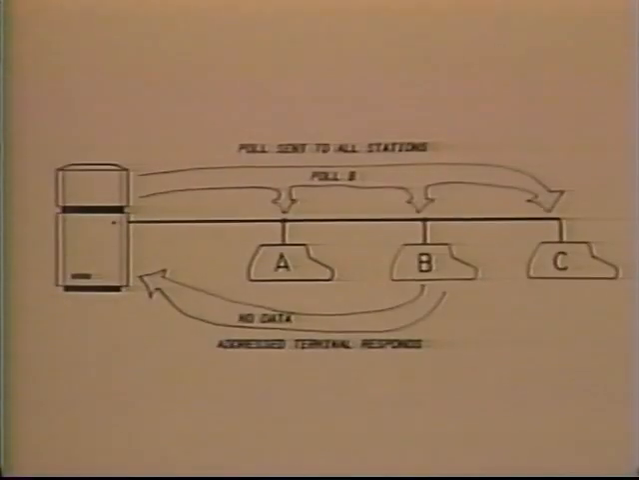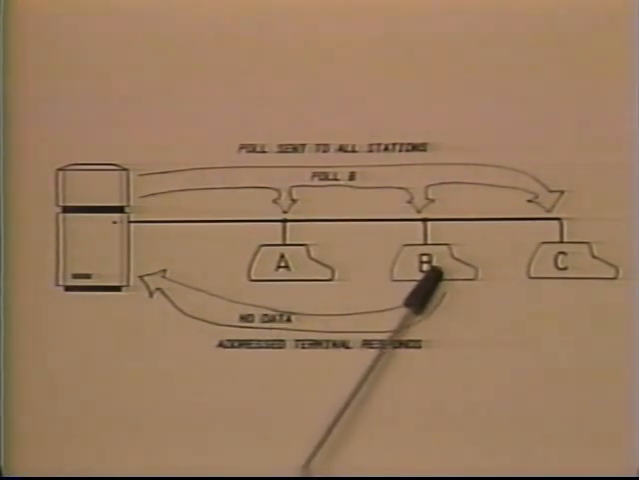In the polling or multi-point protocol, the computer is usually designated as what's called the master station. It has control of this circuit. The terminals are designated as what's called slave or tributary stations. They can only respond when they're addressed by the computer. Usually the computer sends out a poll message, which is seen by all of the stations. In this particular case, though, the poll message is addressed to station B.